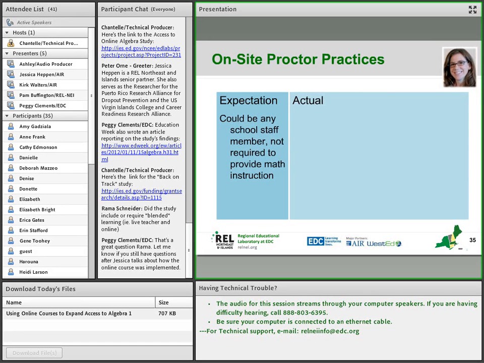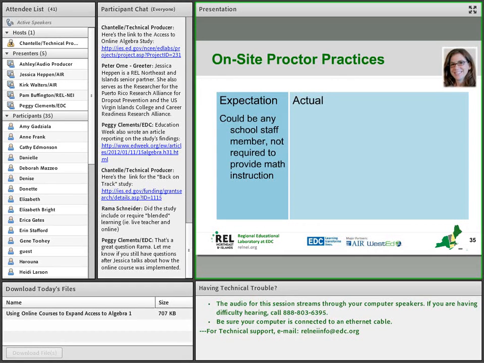So what did the on-site proctors do? And this gets somewhat to Rama's question from earlier. As part of measuring online course implementation, we asked the proctors to complete weekly logs to report the time they spent doing various activities in their role. So what was their role?